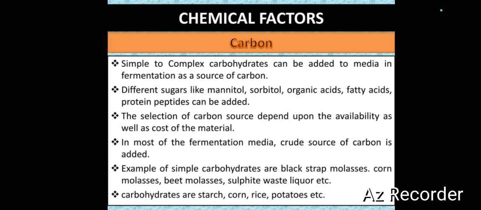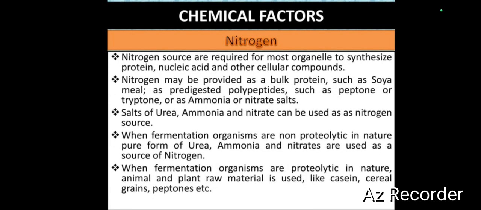Examples of simple carbohydrates are blackstrap molasses, corn molasses, beet molasses, sulfite waste liquor, etc. Complex carbohydrates are starch, corn, rice, potatoes, etc. Next is the nitrogen source.